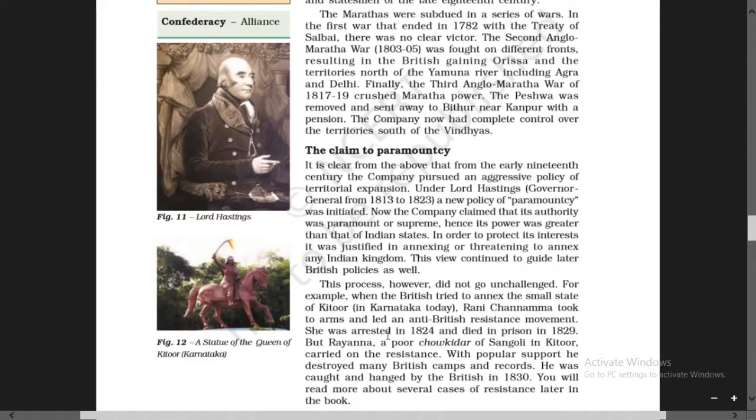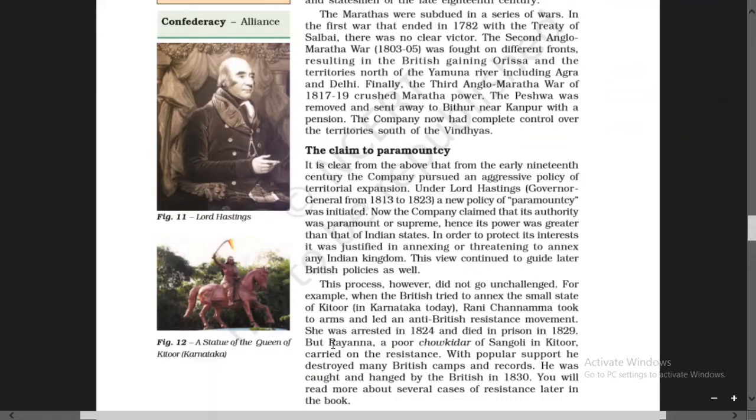So Rani Channamma took to arms and led an anti-British resistance or opposition movement. She was arrested in 1824 and died in prison in 1829. For that movement, she was arrested in the year 1824 and she died in prison in the year 1829.